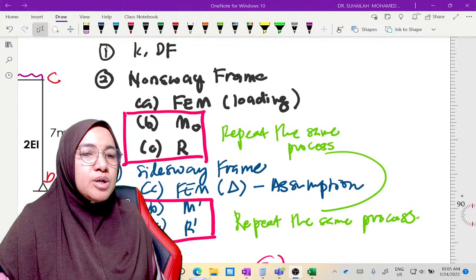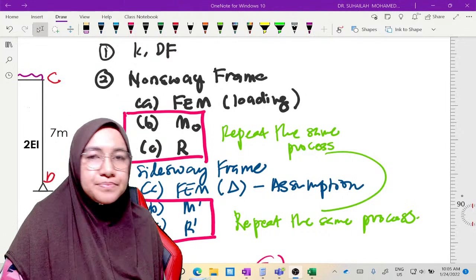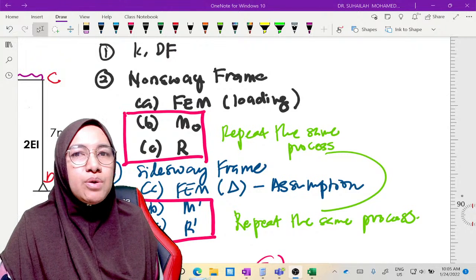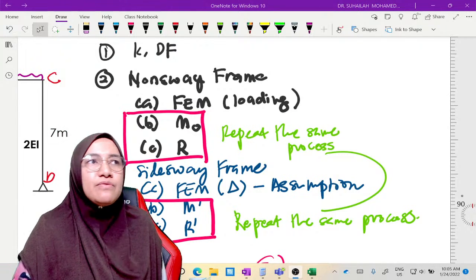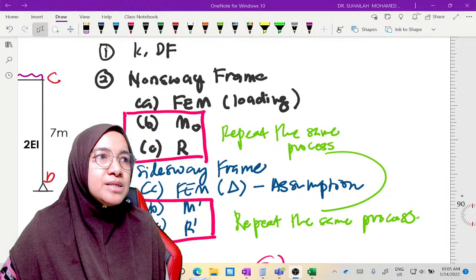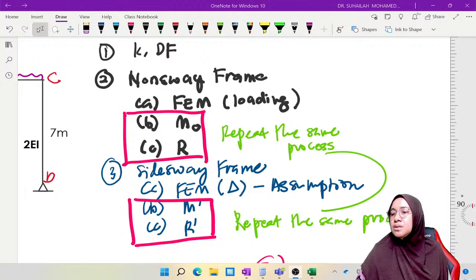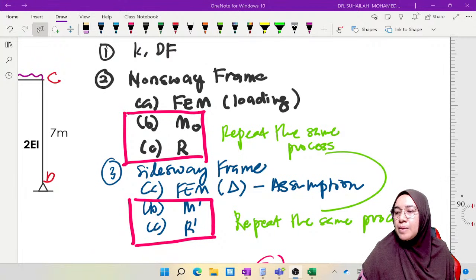Okay, Assalamualaikum warahmatullahi wabarakatuh. So we move to the second part. In the first part, actually, I discussed the non-sway frame analysis. Non-sway frame analysis is quite straightforward, yeah.